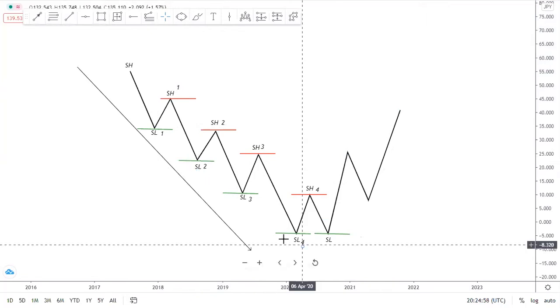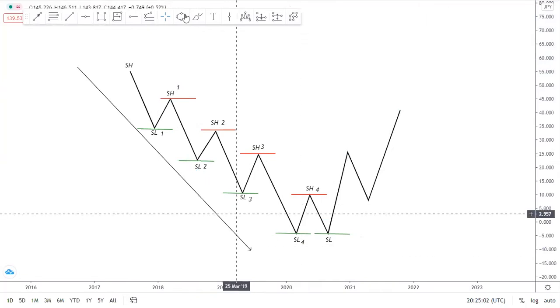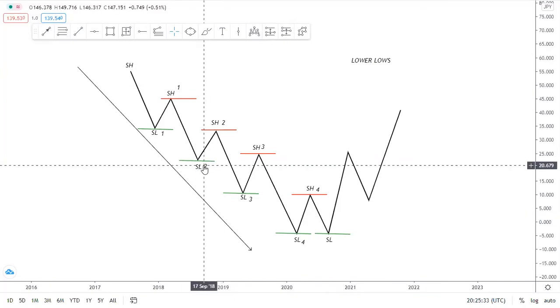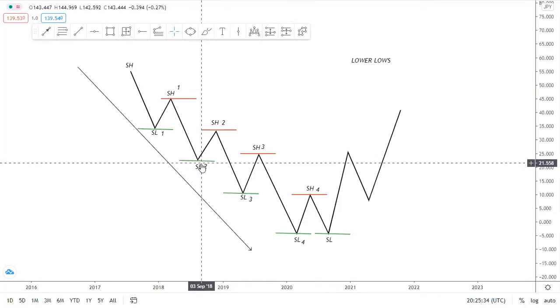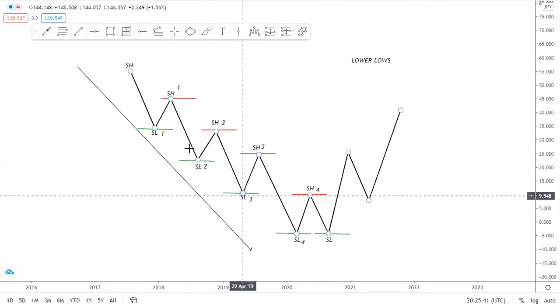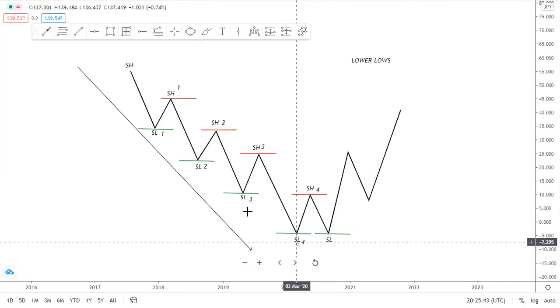Swing low 4 is lower than what? Swing low 3. What does that mean? It means in a bearish market, the market creates lower lows. We call them lower lows because each low is lower than the previous low. So if you look at this low, it's lower than this one. If you look at this low, it's lower than this. And if you look at this low, it's also lower than that.